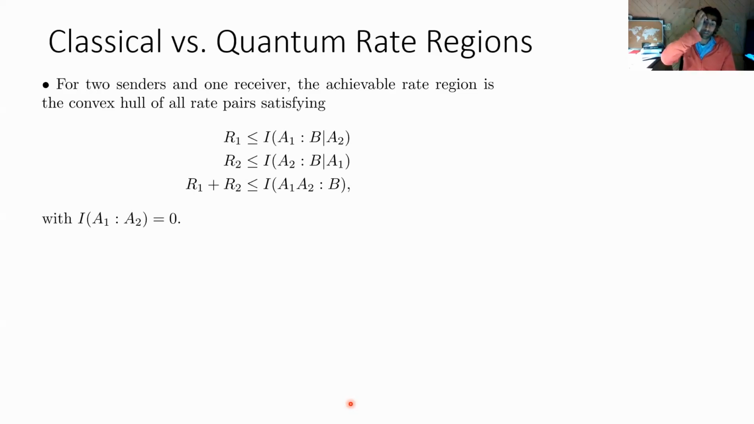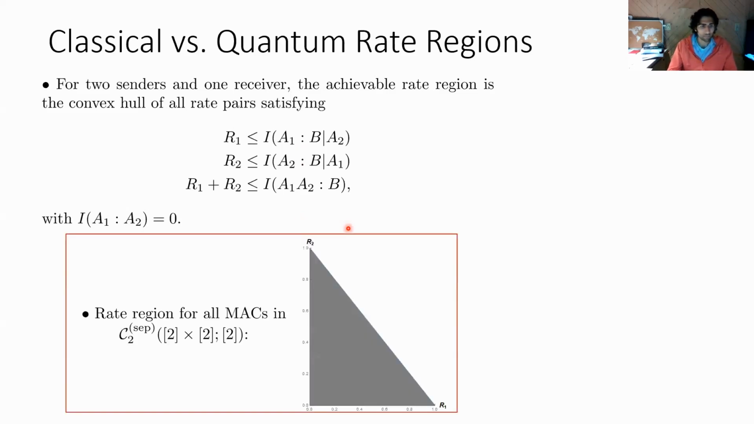Recalling a very classic result in classical information theory: if you want to identify the achievable rate region of a multiple access channel, it's just characterized by the three mutual information terms that are optimized over all product distribution inputs. So we can say, all right, fine. We have these different classes of multiple access channels. What sort of rate regions do they generate?